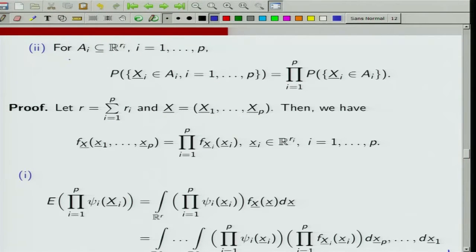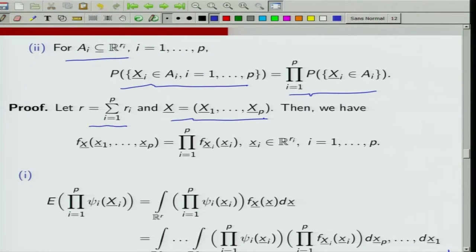Now suppose the Ai are subsets of R^ri, that is the ri dimensional space. Then the probability that xi belongs to Ai for i equal to 1 to p would be the same as the product over i from 1 to p of the probabilities of xi belonging to Ai. So, let us try to prove this result. Let r be the same as the summation of ri, and x is the vector x1, x2, ..., xp. Note that x1 is r1 dimensional, xp is rp dimensional. So, as a vector, x is r1 plus r2 plus rp, which is r dimensional.